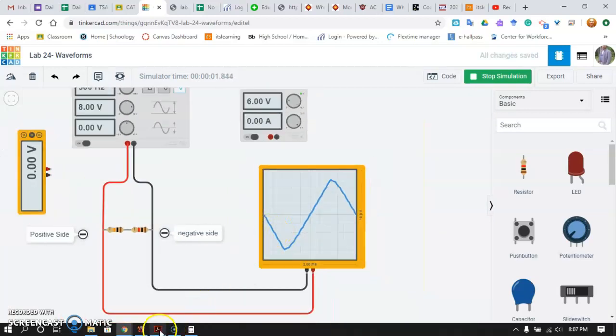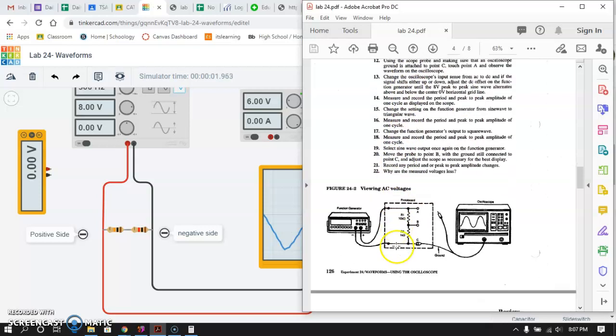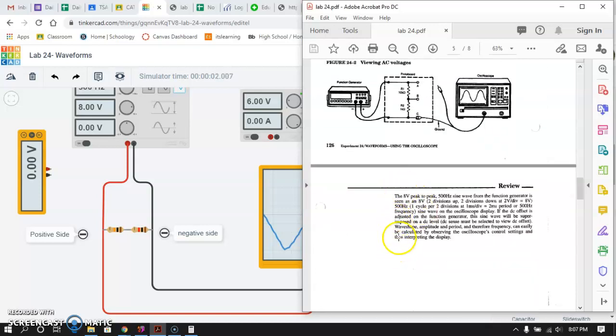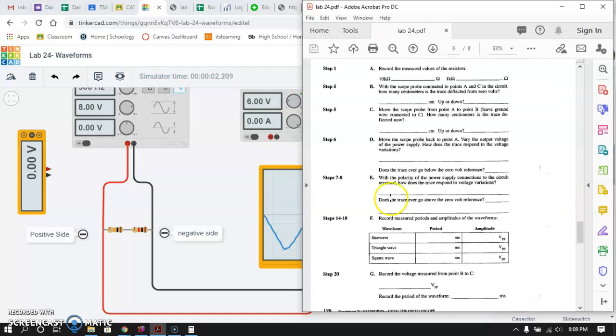The final thing you need to do is check and make sure you've covered all the steps within the lab itself. Read through this review and make sure you fully understand it. You're going to submit your answers to me either on a Google Doc, or, if you know how, download this and use it as an interactive PDF using the PDF editing tools.